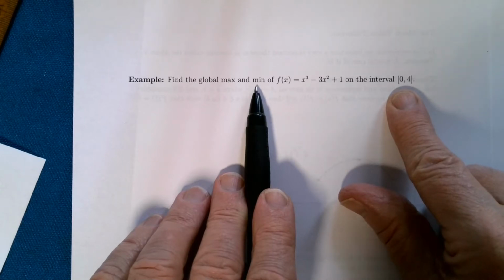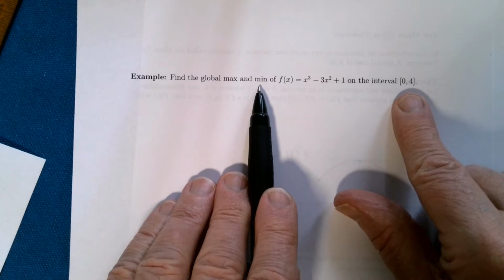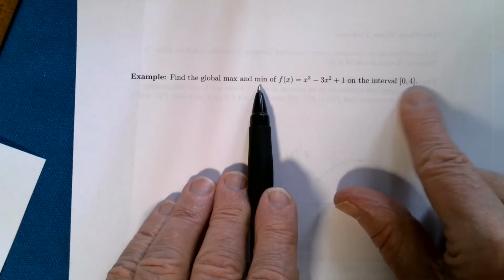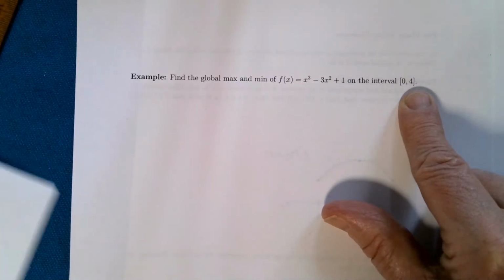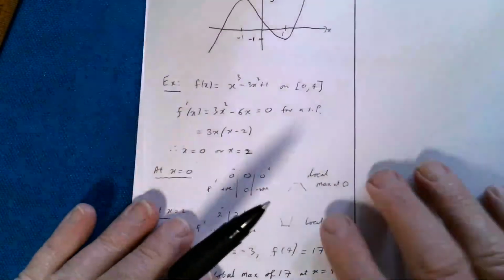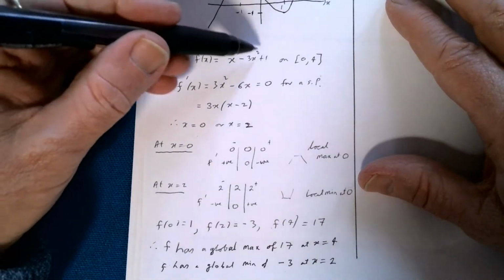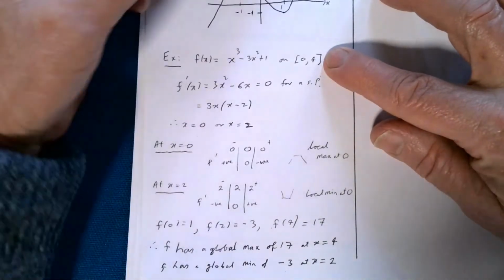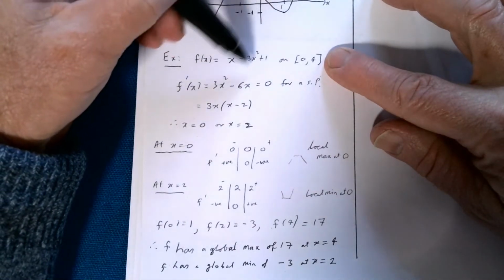Now to find that, what we need to do is find the local max and min in this interval, and we need to check the endpoints to find which is the biggest and which is the smallest. So here's the worked solution for this one. Here's my function, f of x is x cubed minus 3x squared plus 1 on this interval. So once again we take the derivative, we get 3x squared minus 6x.